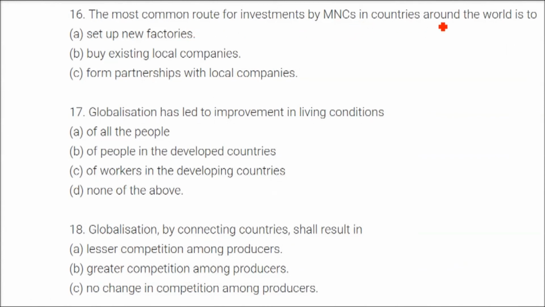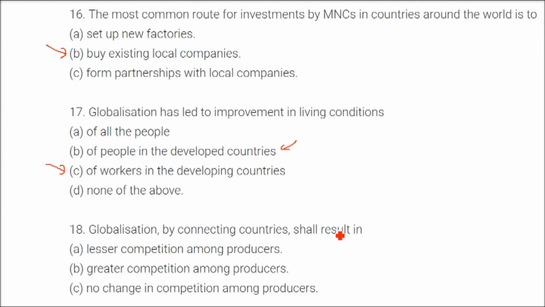The most common route for investment by MNCs in countries around the world is to buy existing local companies. Globalization has led to improvement in living conditions of workers in the developing countries, right? Because in the developed countries, the living conditions are already good. So the answer will be C.